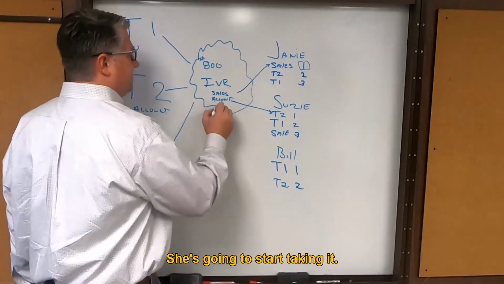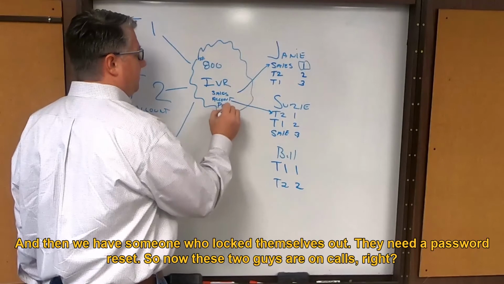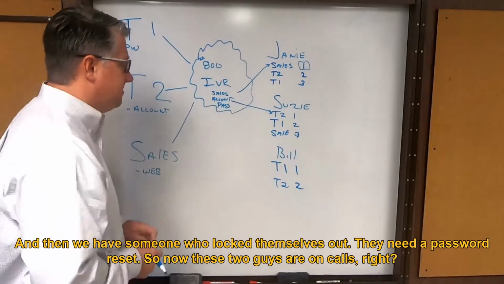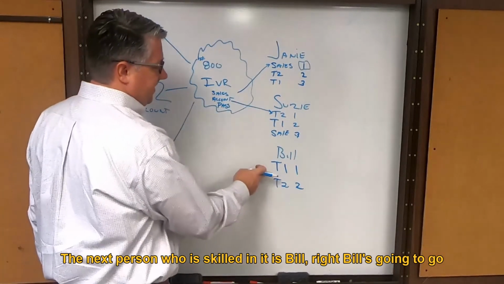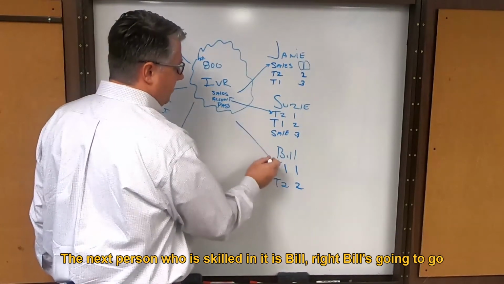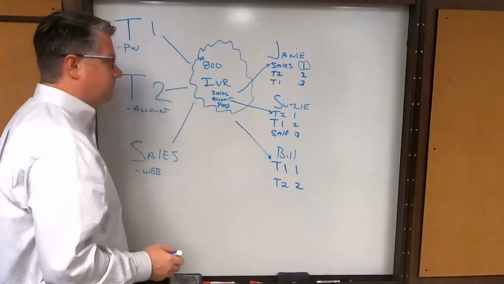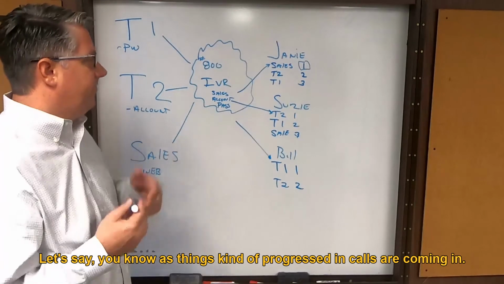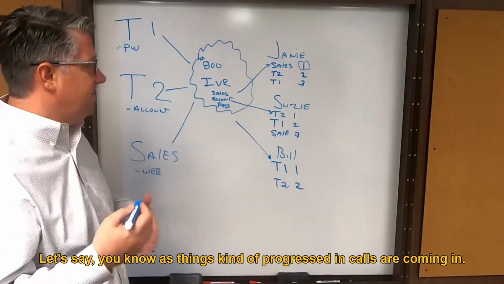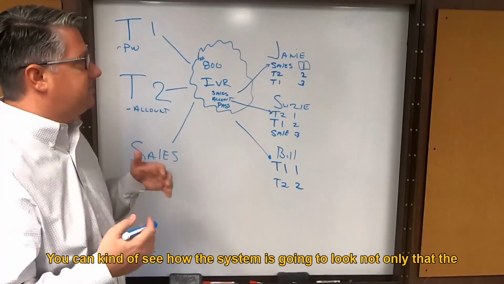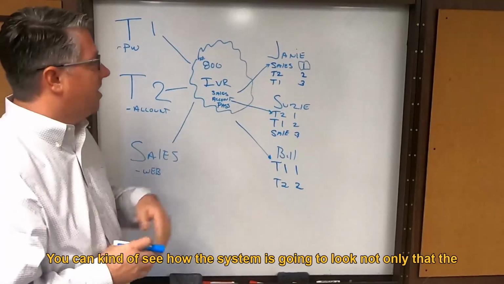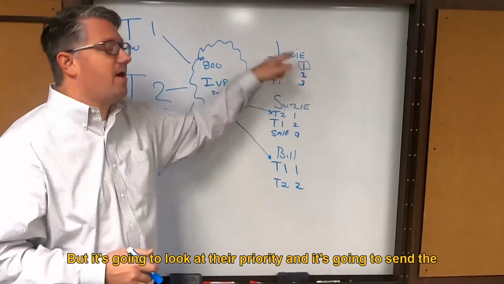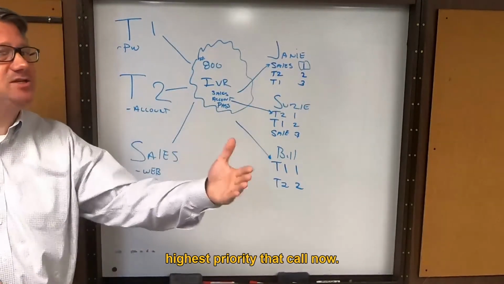And then we have somebody who locked himself out. Right? They need a password reset. So now these 2 guys are on calls, right? The next person who's skilled in it is Bill, right? Bill's going to go and he's going to get that call. Now, let's say, as things progress and calls are coming in, you can see how the system is going to look not only that the person is skilled in it, right, but it's going to look at their priority and it's going to send the call to the highest priority.